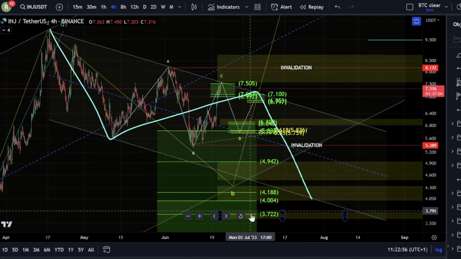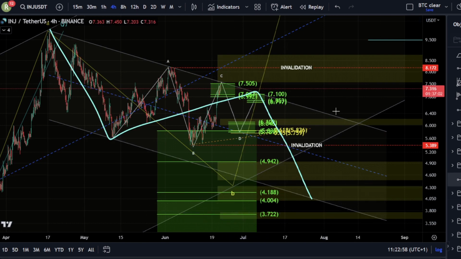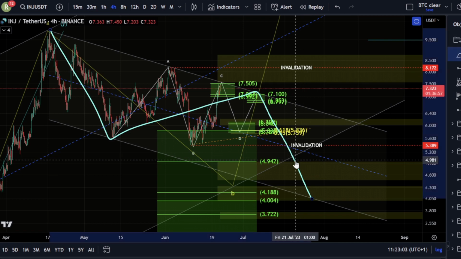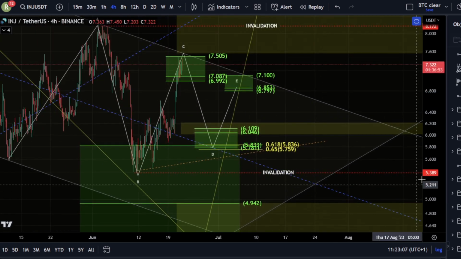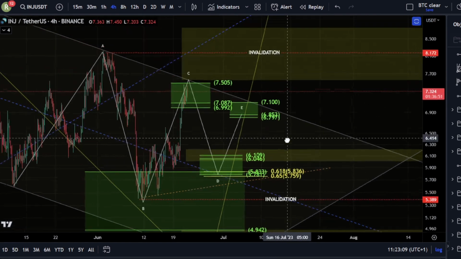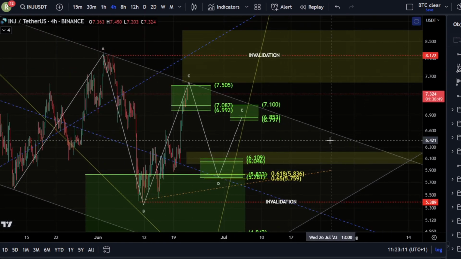So we need to keep an eye on these levels if we do see price start to break down. Now, with this, what I would be looking for within the count is effectively, if this is a triangle, we have two invalidation points currently. So moving below $5.38 would invalidate this, and moving above $8.17.